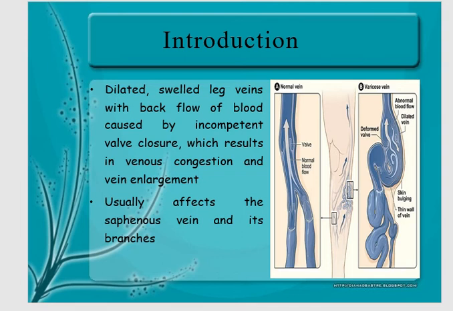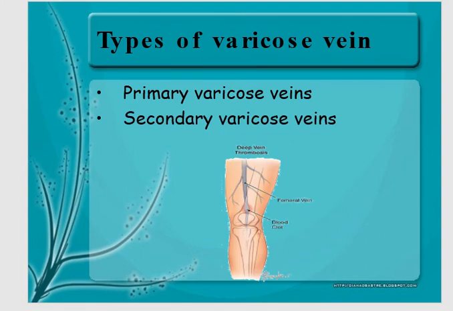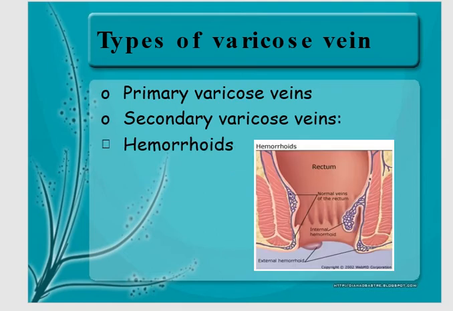Types of varicose veins. You have primary varicose veins, where there is no cause, or you have secondary varicose veins as a result of deep vein thrombosis. As a result of this, the veins swell up. Thirdly, hemorrhoids are also a type of varicose veins, and these are dilated venous plexuses in the rectum, and they are of two types: internal hemorrhoids and external hemorrhoids.